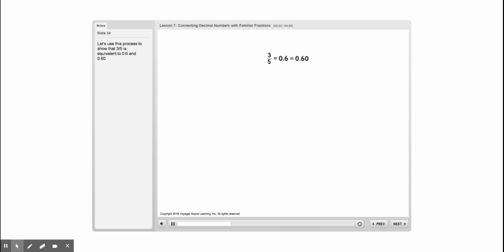Let's use this process to show that 3/5ths is equivalent to 6/10ths and 60 hundredths. We'll start with the fraction 3/5ths. We want to get a power of 10 in the denominator. We know that 5 divides evenly into 10, so we will use 10. Now we multiply by a fraction equal to 1 that will give us 10 in the denominator. That fraction is 2/2. We multiply across. The product is 6/10ths. Now we write the fraction as a decimal number.